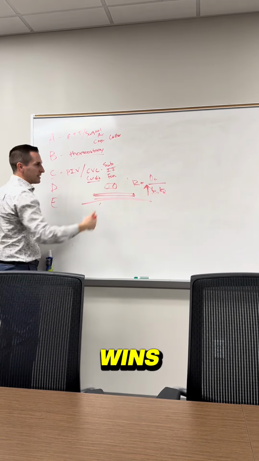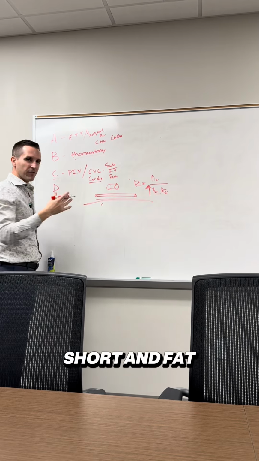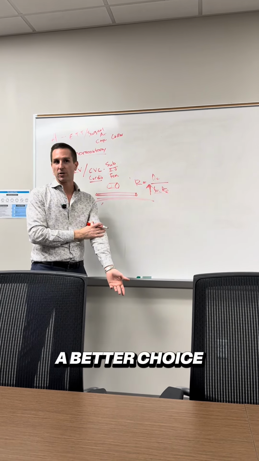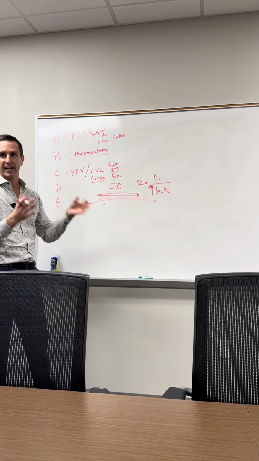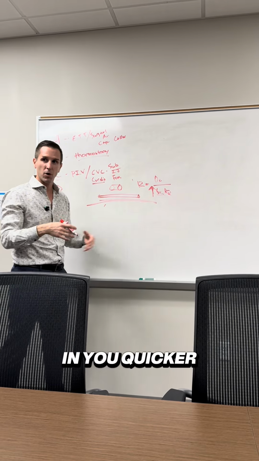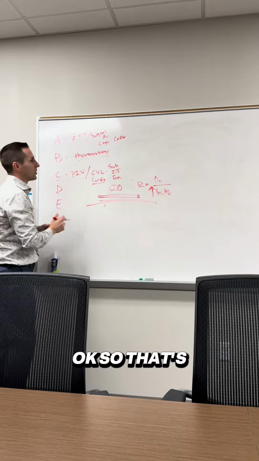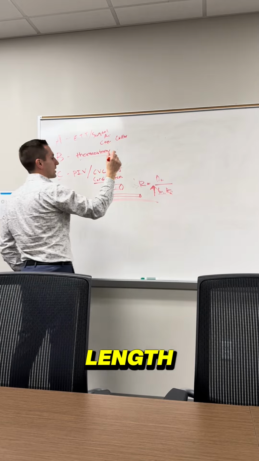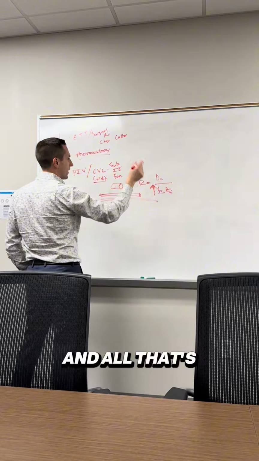So what wins for here? Short and fat. So literally, that's why the peripheral IV is a better choice. It's short and it's fat. It's going to literally get the blood in you quicker, okay? So that's based on this little law here, where our length and our diameter and all that's inversely proportional.